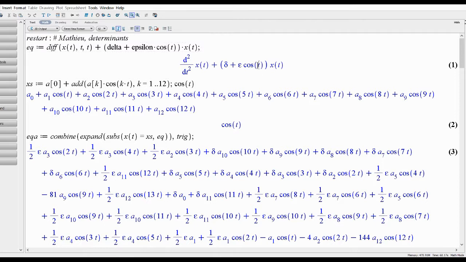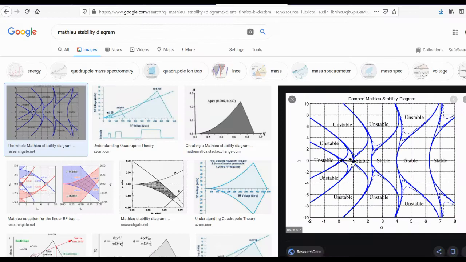Sometimes people have a 2t there, I'm sorry, 2 times t here, but we are not doing that. We are just keeping just the cos t. So the stability diagrams that we will get are going to be interpreted accordingly. If you look on the net, you can see stability diagrams for the Mathieu equation like this.